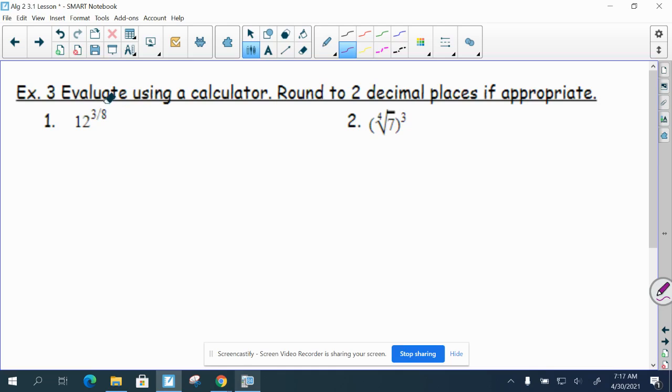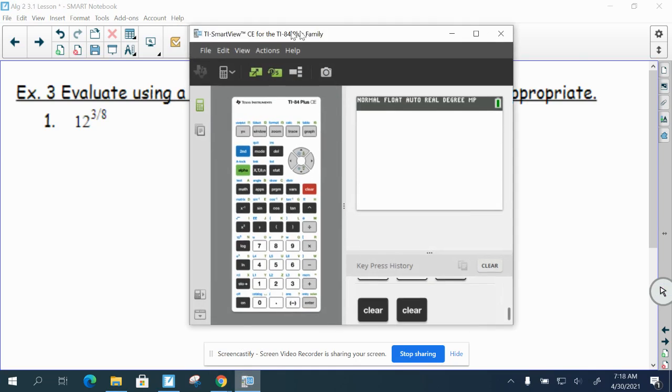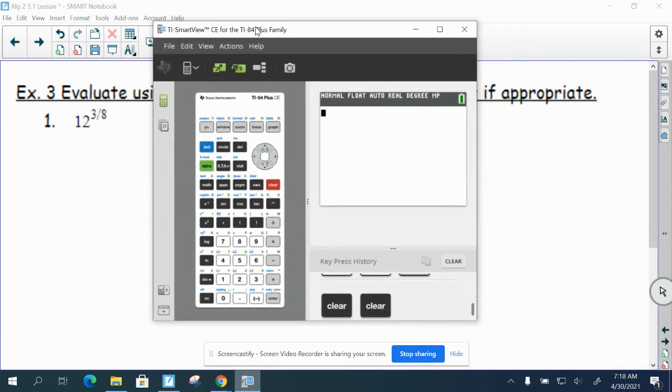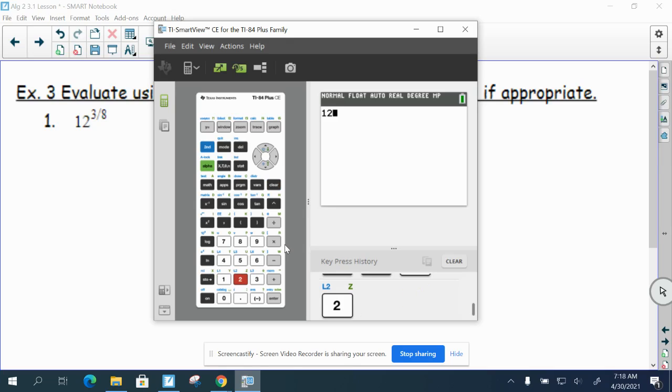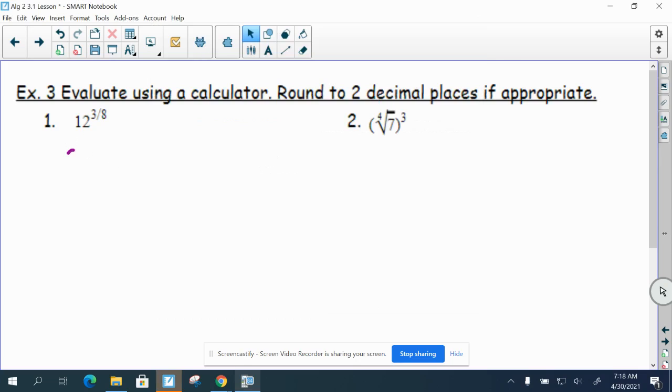So, okay, this says evaluating using a calculator. Okay, so I was wondering about that. Like, I don't know if we know how to do 12 to the 3/8 in our head. So we get to use our calculator for this part. So take out your calculator. So this is how you would type in, well, for this one, you'll just do 12 exponent, and then you can write it as shown, 3 over 8, or you can use the fraction button. So let's put 2.54.